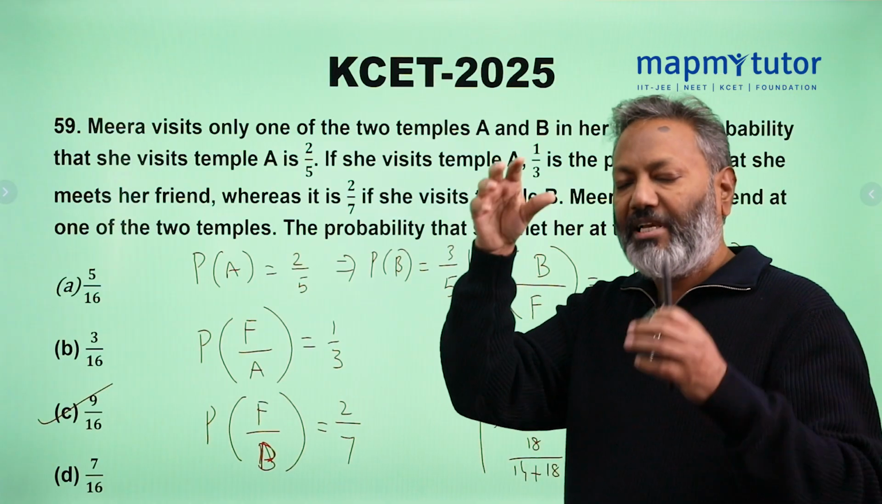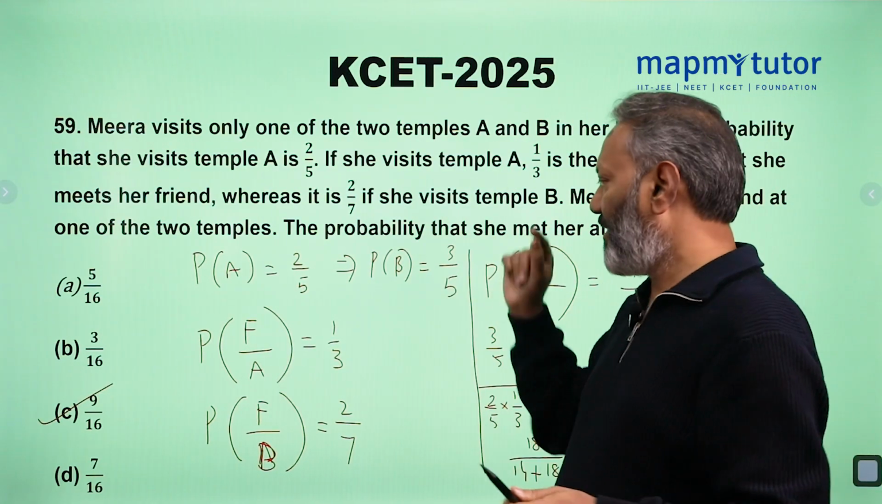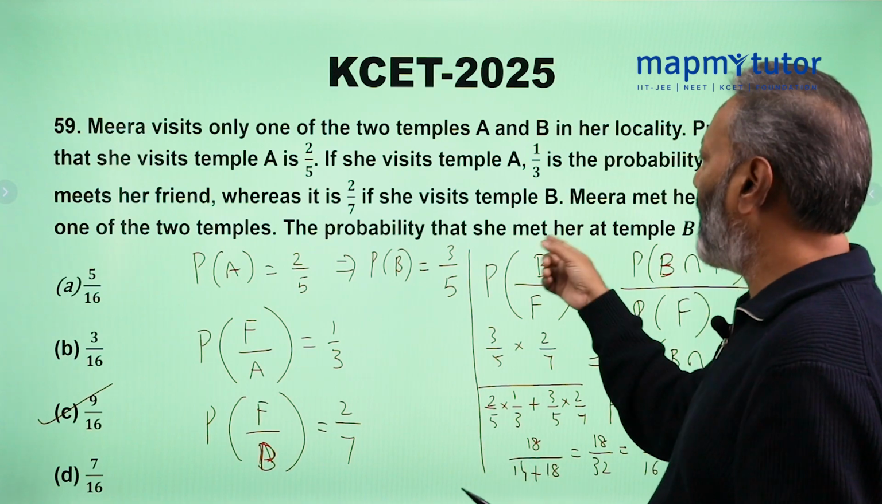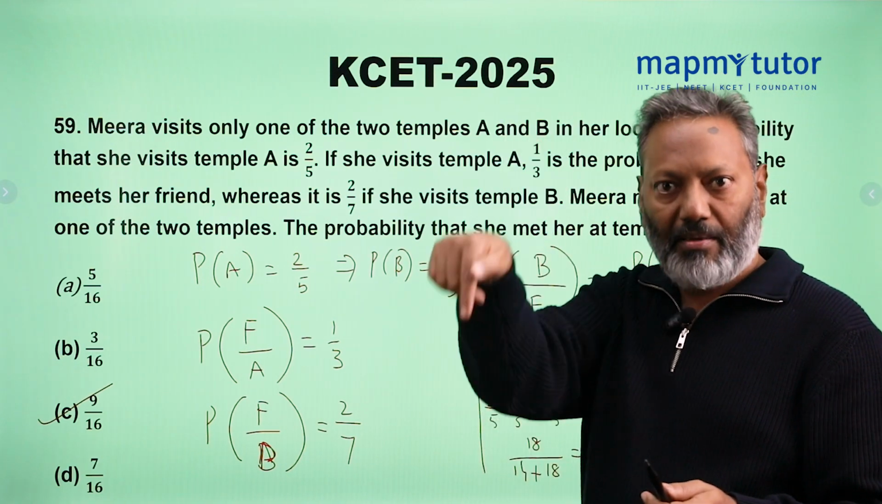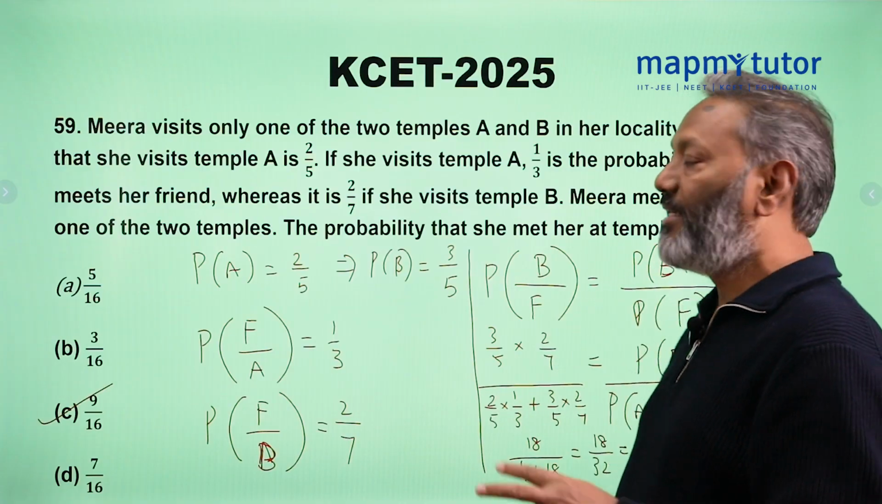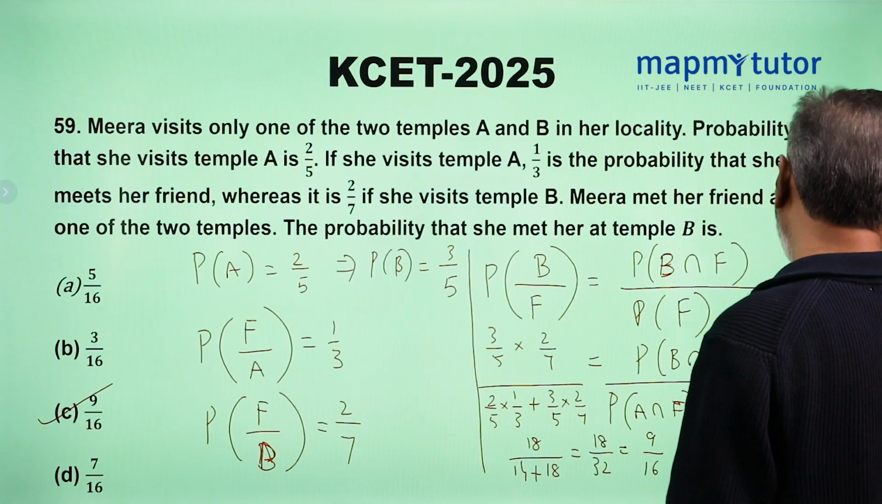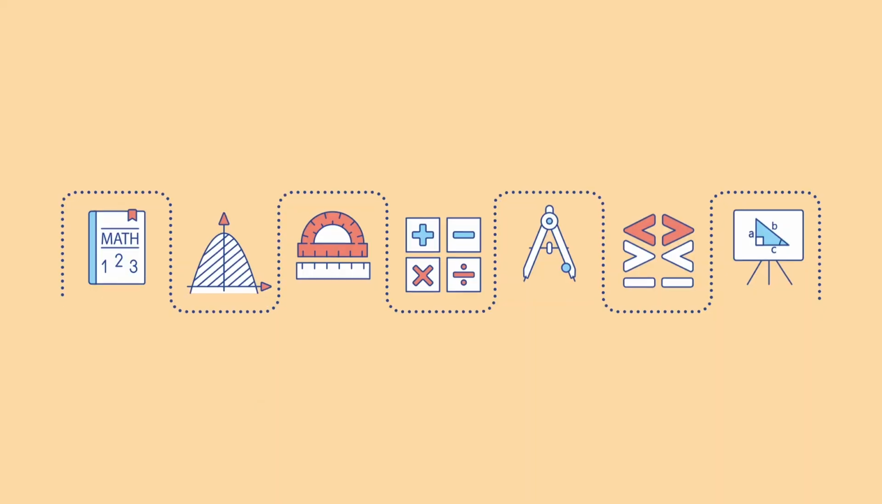Simple, if you just remember like that, the favorable case, straight away, is what? B, because they are asking, when she met her friend, what is the chance that she met her at temple B? That's what. Okay? It's easy to apply in the exam so that you can save time.